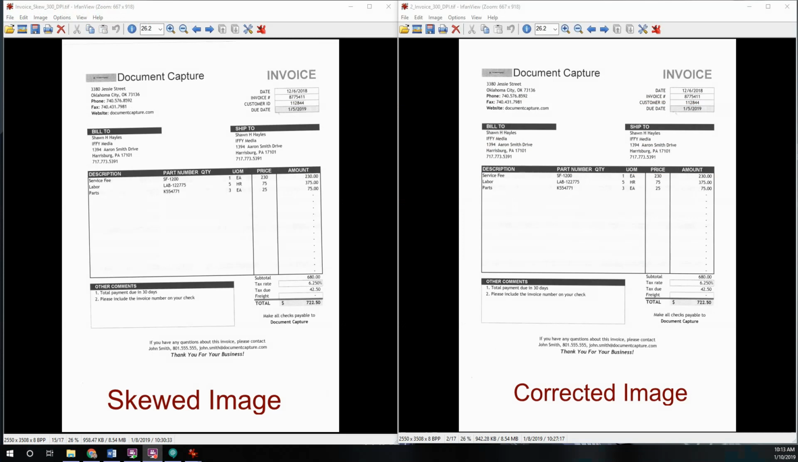Deskewing can increase the rate of character recognition accuracy because aligned text is much closer to what the OCR software is supposed to encounter when performing image analysis.